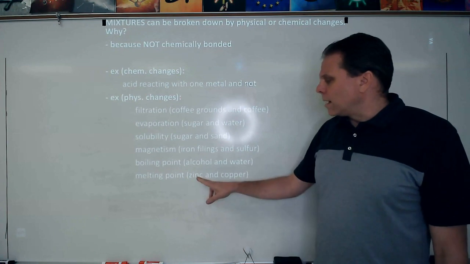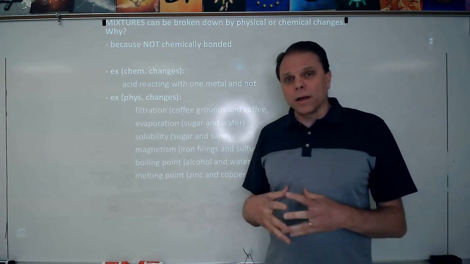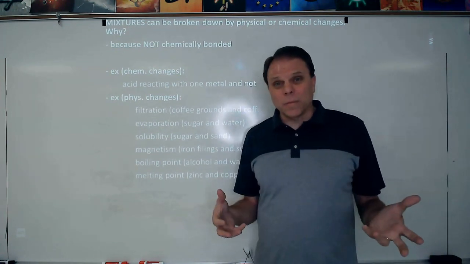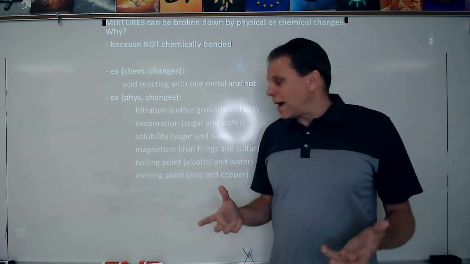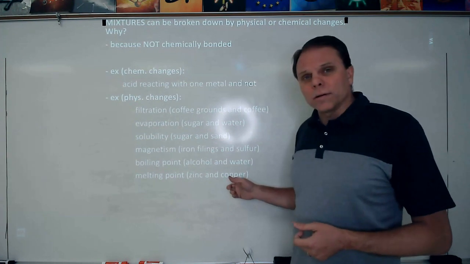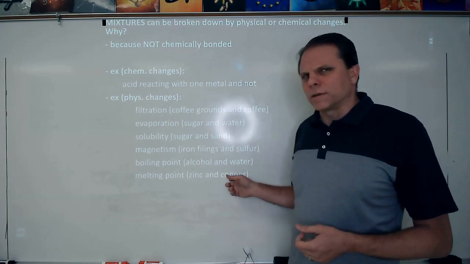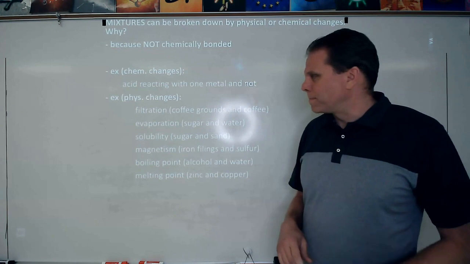Melting point, like for instance, if you took zinc and copper together to make brass, if you wanted to separate them out again, you could then start melting them again, and one would melt before the other. Okay, not sure which one melts first. I think the zinc melts before the copper, but I could be wrong.